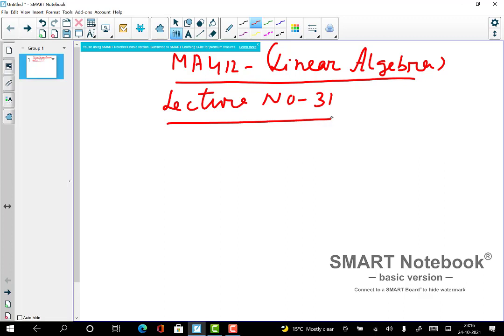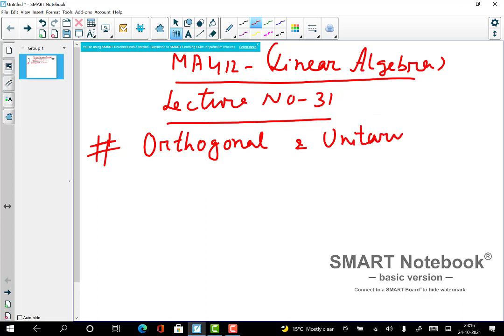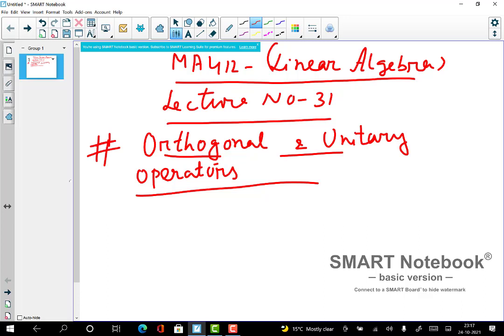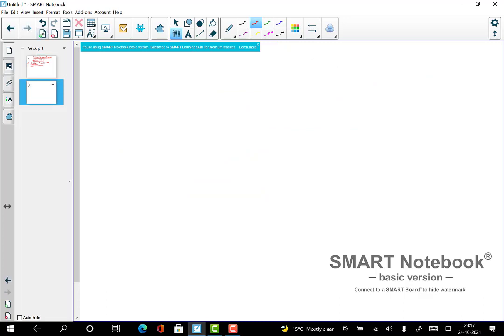So far we have discussed normal operators and self adjoint operators. Today we will discuss another very important class of operators. There are two such operators, one on a real inner product space and another on a complex inner product space, and they are called orthogonal and unitary operators. We'll define those operators first. These operators have the same property, except that the underlying field is different. Let us define what we mean by this.